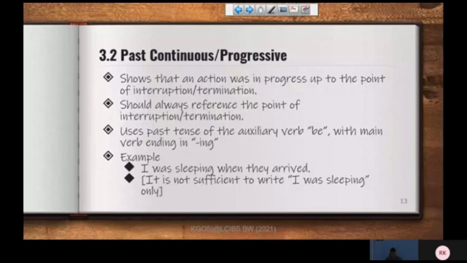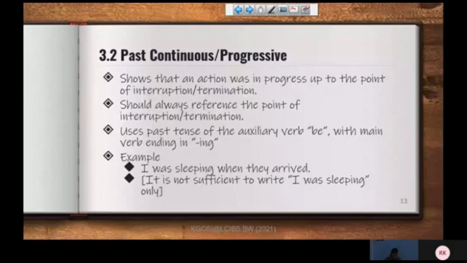It is not sufficient to say I was sleeping. You should specify I was sleeping when what happened. You should always specify the rest of the sentence when something happened. That goes for both past and future continuous. The point of interruption or termination should be specified.